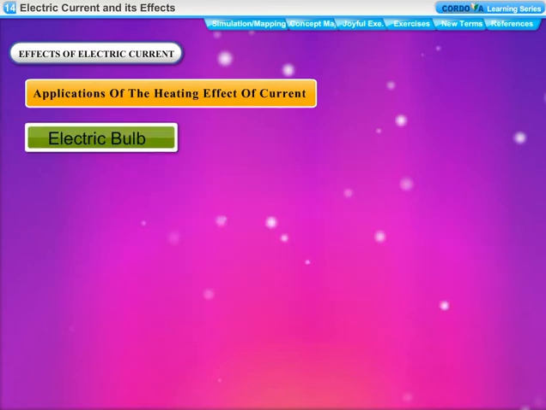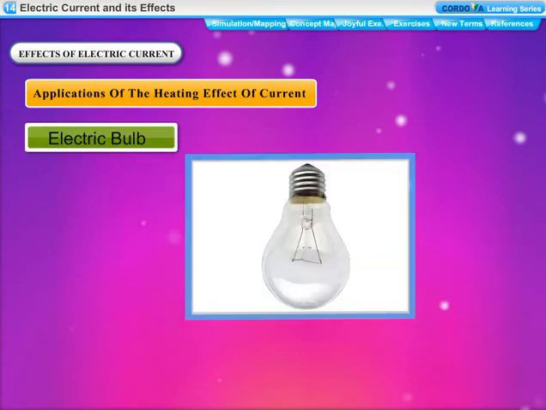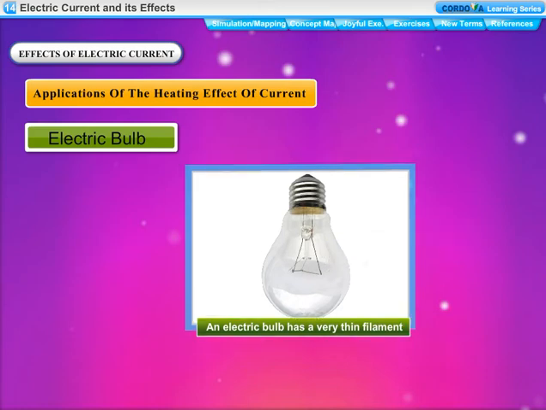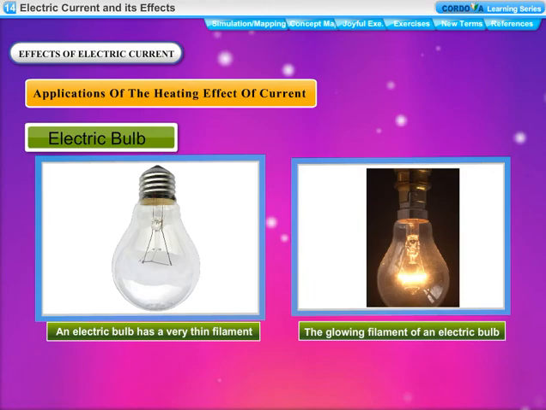Electric bulb. The electric bulb or electric lamp, when we use it for producing light, works on the heating effect of electric current. The electric bulb has a very thin, high-resistance filament of tungsten metal. An electric bulb has a very thin filament. Thin tungsten filament. The glowing filament of an electric bulb.